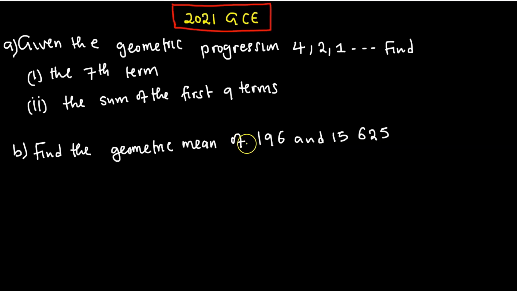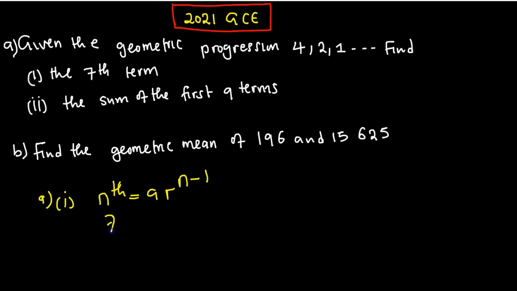Then for this one, given the geometric progression 4, 2, 1, find the 7th term. So we are going to use the formula for the nth term. This is part A, Roman numeral 1. The nth term is equal to A, the first term, multiplied by the common ratio to the power of the position minus 1.